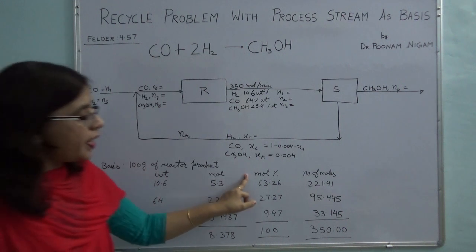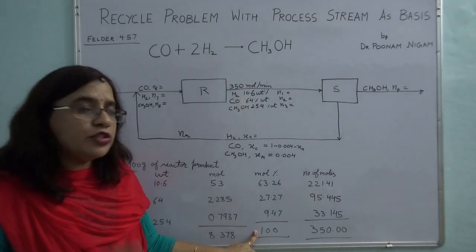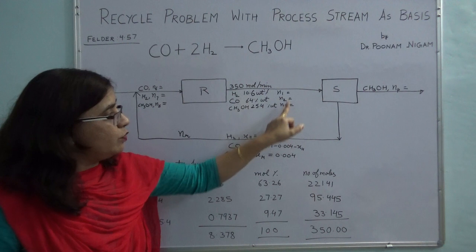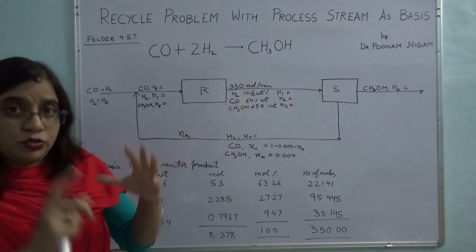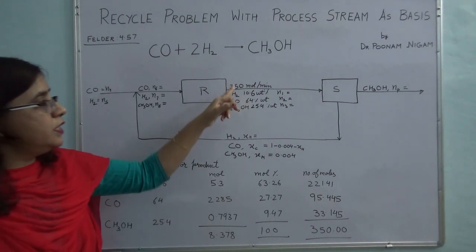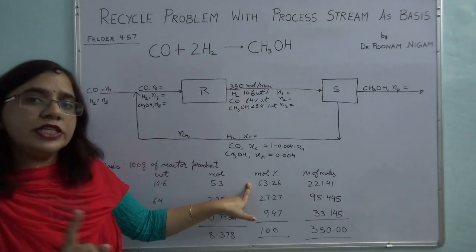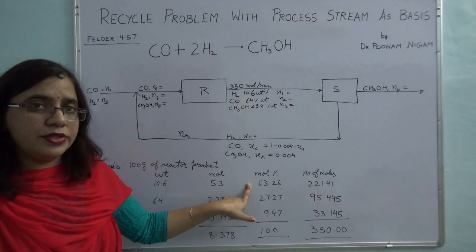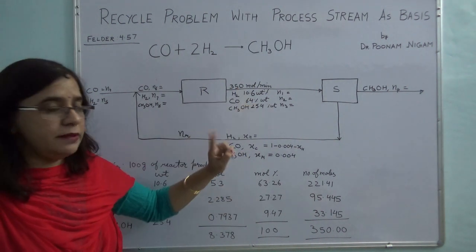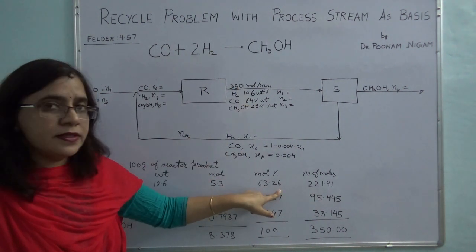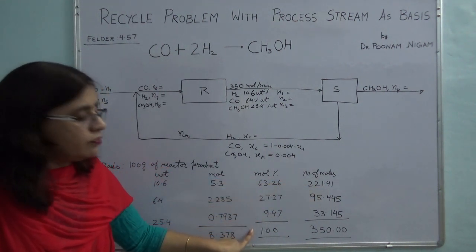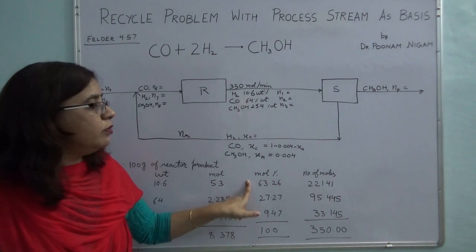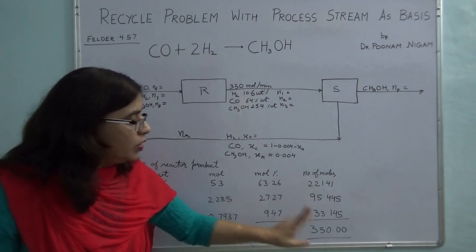Okay. So now I have mole fractions. If I want to calculate my molar flow rates N1, N2, N3, what I have to do, because I know my total molar flow rate is 350 and the mole fraction of hydrogen is 63.26, so I will multiply 350 by 0.6326 and then I get this number. So I have converted my mole percentages or mole fractions into the molar flow rates.